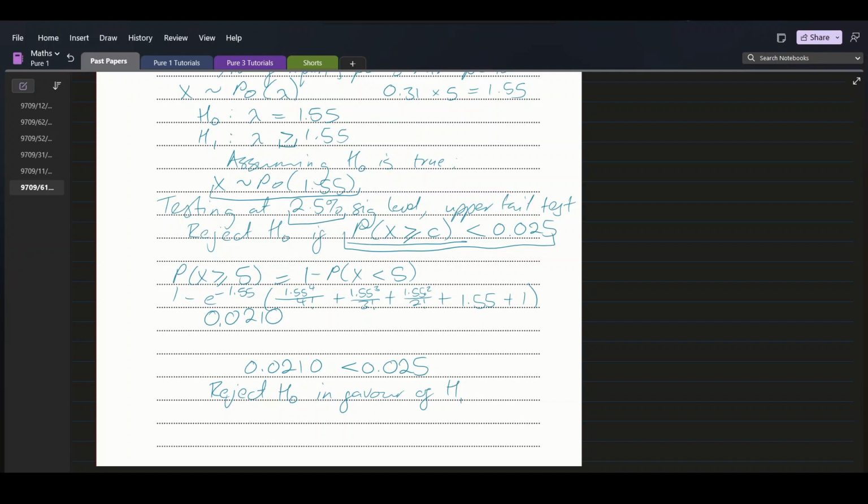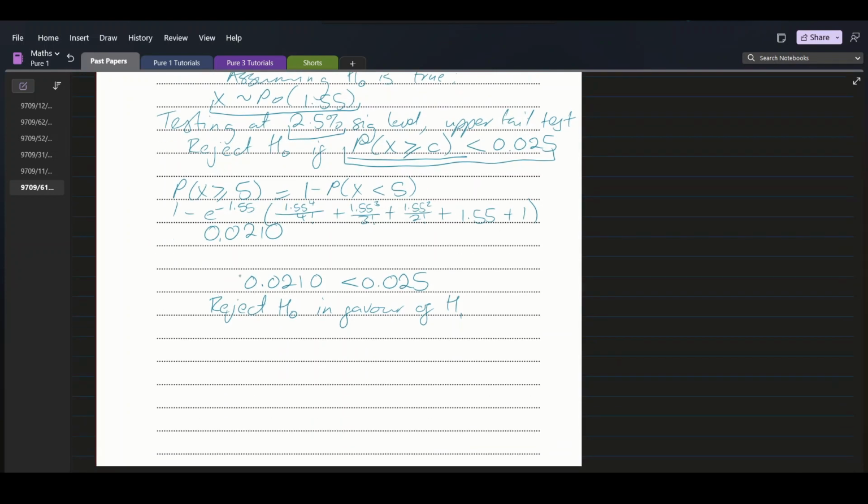And now we have to conclude in context and say that there is evidence at the 2.5% significance level that the number of inquiries has increased. The number of inquiries, that's the correct spelling, inquiries, yes, has increased. And this would be our final answer.